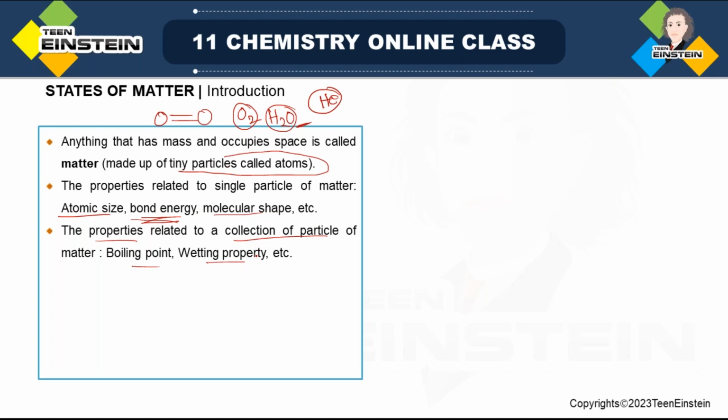Or you can consider density or weighting property for any liquid. Suppose there are 2 to 3 liquids, all will not have the same type of weighting property. Some will have more weighting property, some will have less. But here also, it is not possible with a single particle. You have to consider a large collection of particles. So try to understand the difference between these two types of properties.